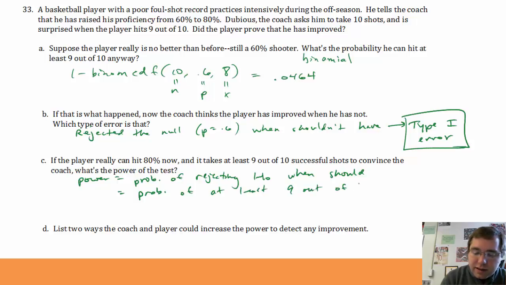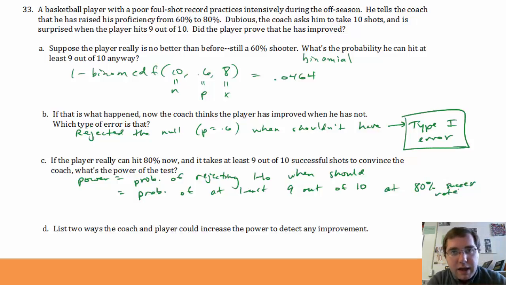So in this scenario, that's the probability of getting at least 9 out of 10, because that's what's going to make the coach reject the null hypothesis, at his 80% success rate, because in this scenario he really has changed. So he should be rejecting it if his success rate is 80%, but he's only going to reject it if he gets 9 out of 10. At least 9 out of 10.